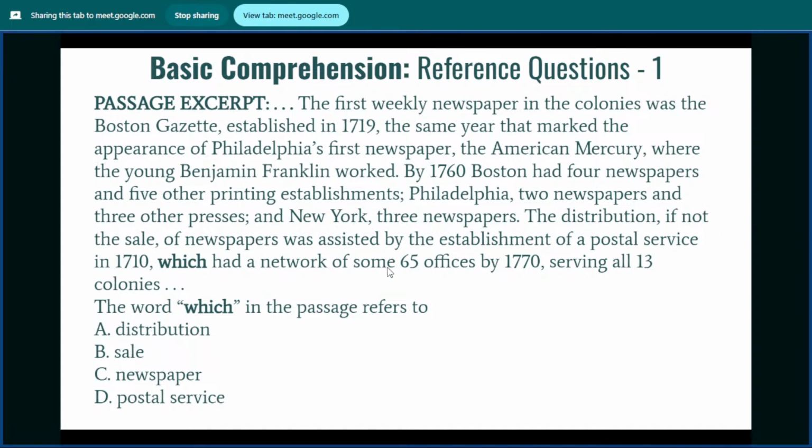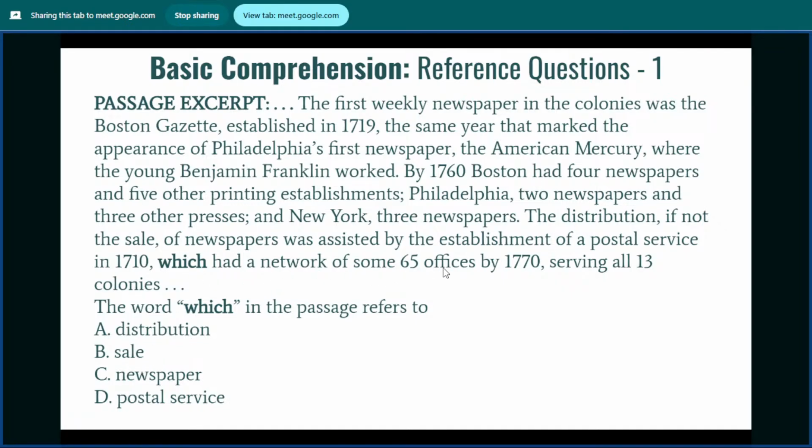So that's where we happen to get confused. That's where we don't have to get confused. First thing, as I said, we have to try to substitute the word that you're selecting. Here, even if you don't read and you just try to substitute the word distribution, which had a network of 65 offices. Now distribution cannot have 65 offices, correct?